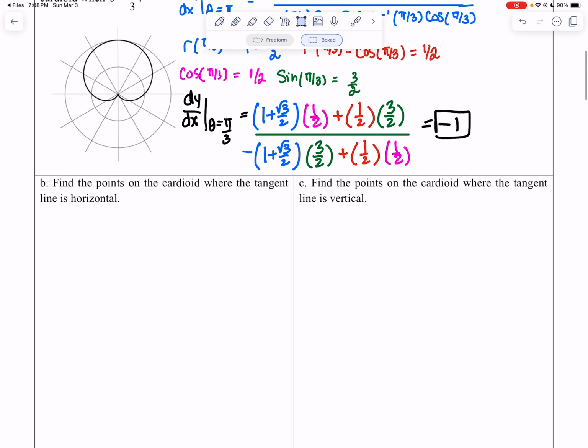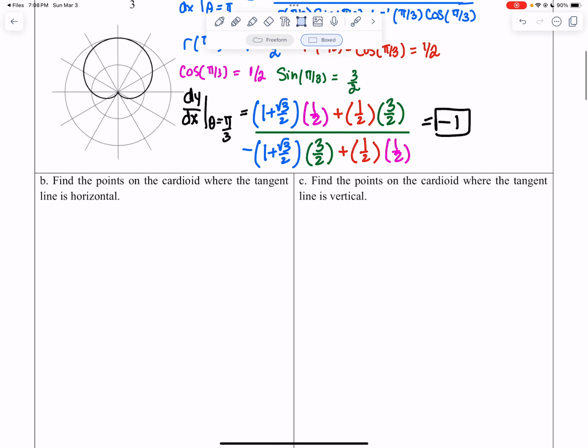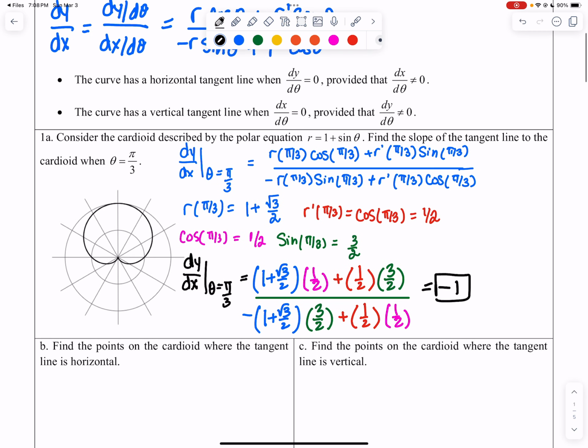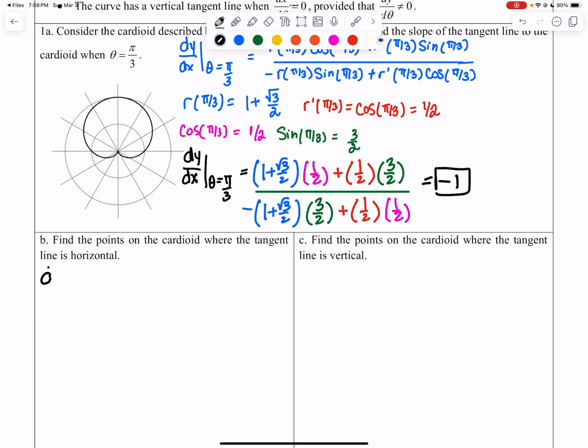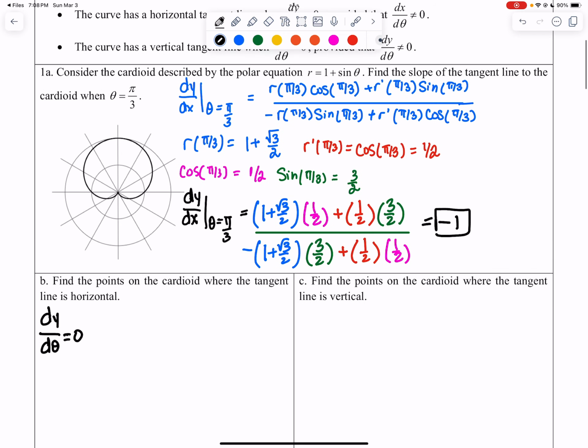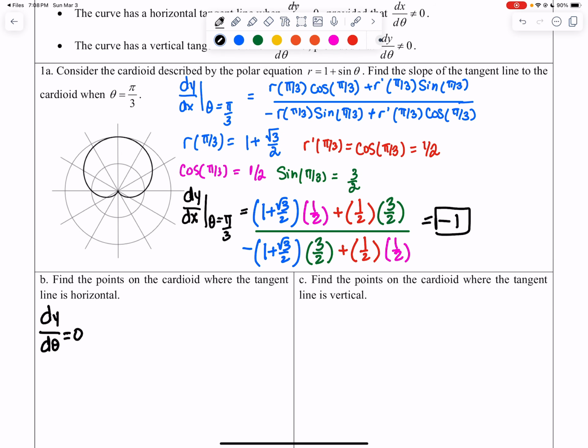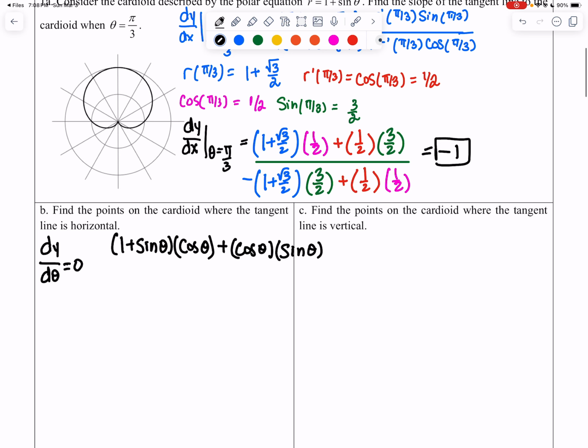All right, part B says, find the points on the cardioid where the tangent line is horizontal. That means that we have dy d theta being 0. So I am going to just look at my numerator. That is when we have r, in this case 1 plus sine of theta, times cosine of theta, plus r prime, which we said was just cosine of theta, times sine of theta. Now we're going to set that equal to 0.